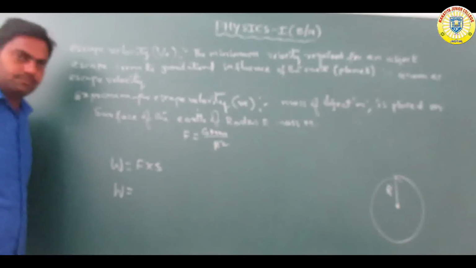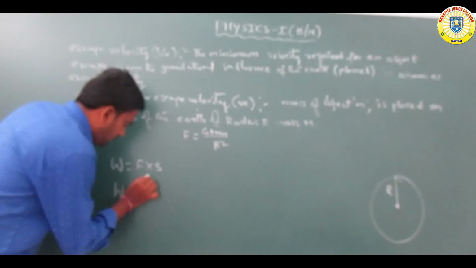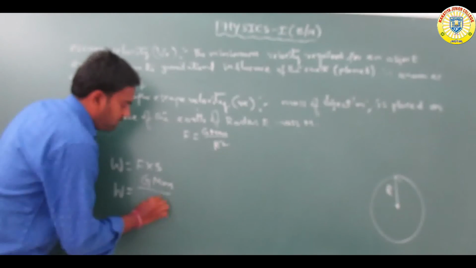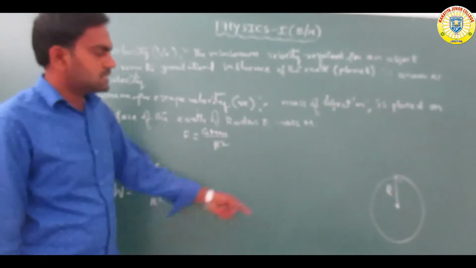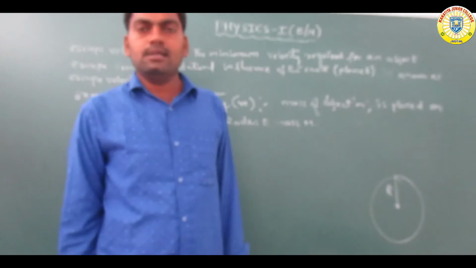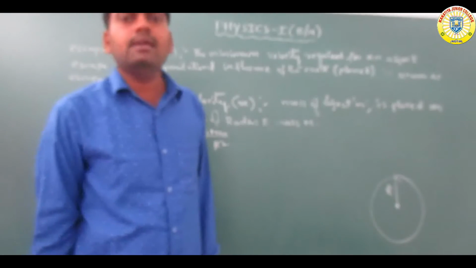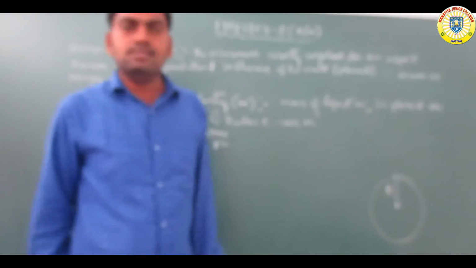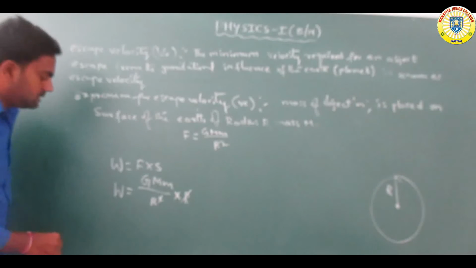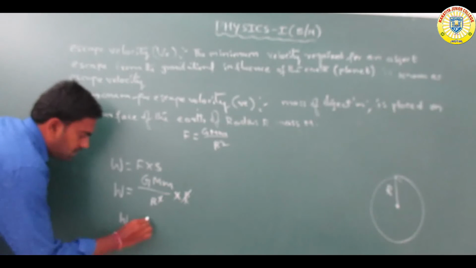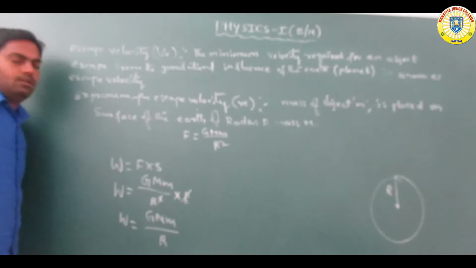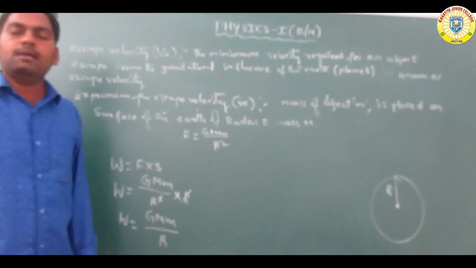F is force. Already we know the force is G capital M small m by R square, into S. S means displacement. So the object is brought from infinity to the surface of the earth, that means the distance travelled is R. So R cancels, and the remaining equation we can write: W is equal to G capital M small m by R.